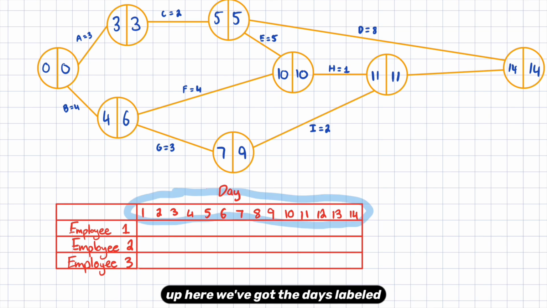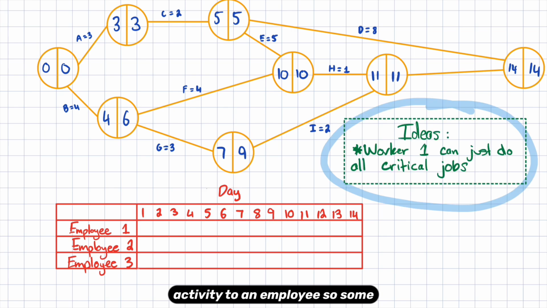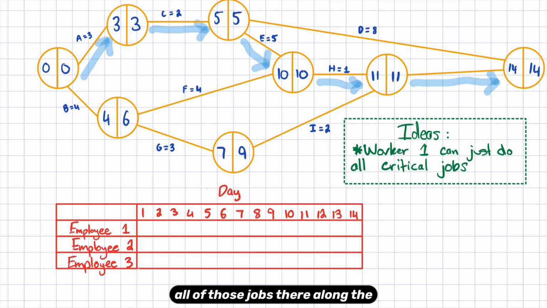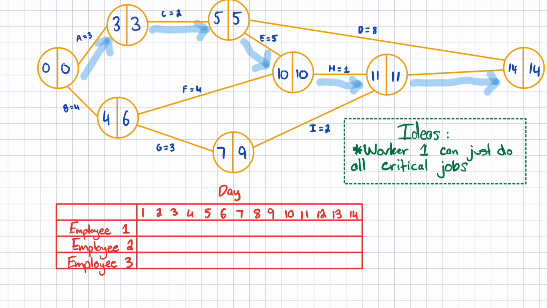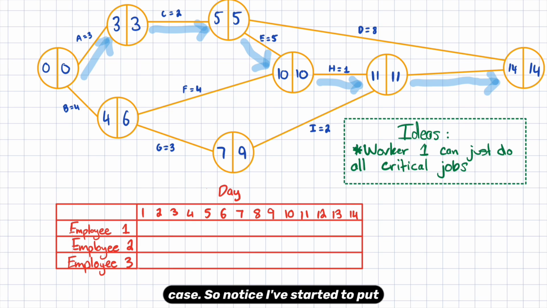Up here we've got the days labeled from 1 to 14, and each day we're going to assign an activity to an employee. So, some ideas. Worker 1 can just do all the critical jobs, right? Someone has to do all the critical jobs to complete this whole thing on time anyway. So worker 1 is going to do all of those jobs along the blue, which is the critical path in this case.